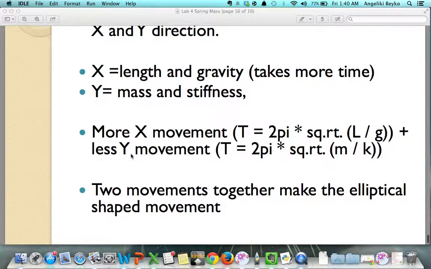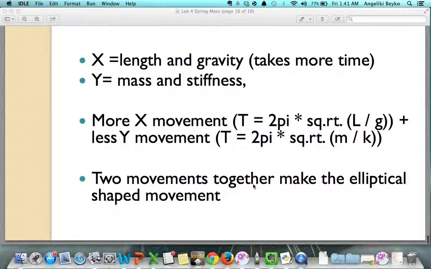Yeah, exactly. There's more X movement because the formulas are different. X involves length and gravity, so it takes more time, and Y involves mass and stiffness. So the two movements together make the elliptical shape movement.